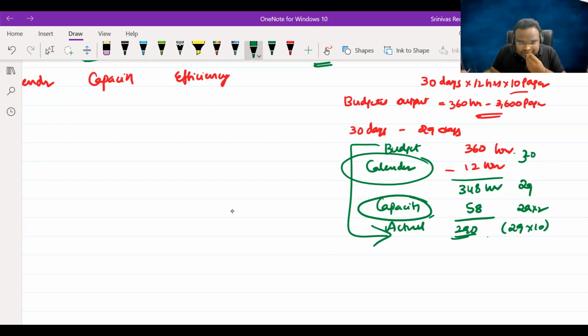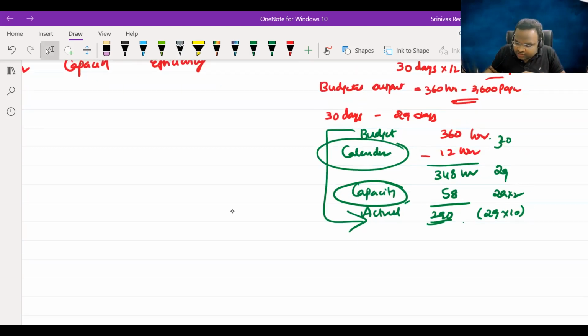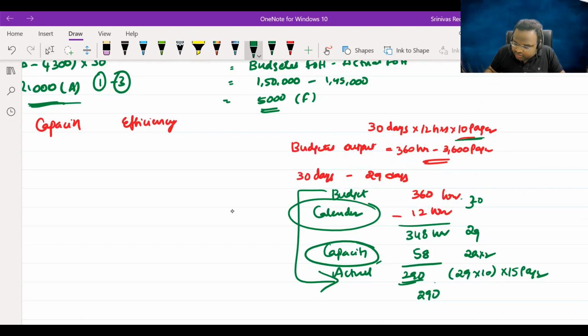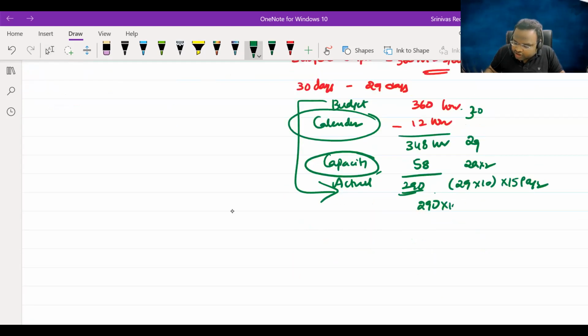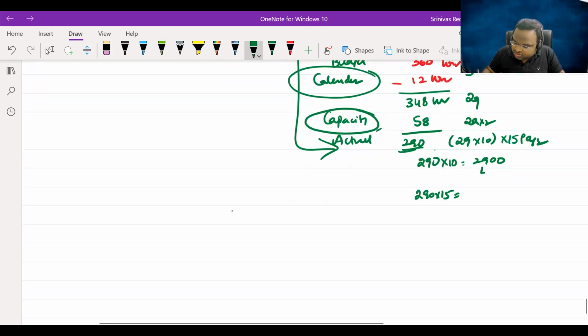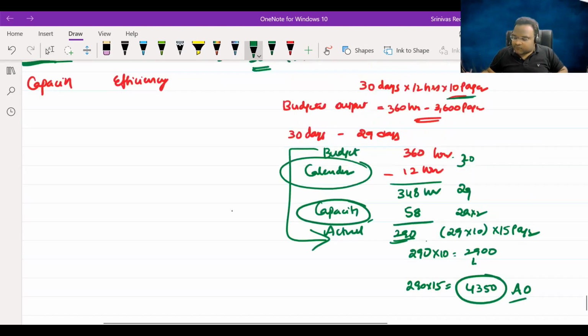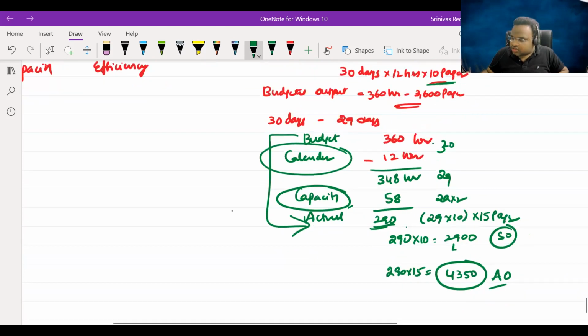Now, how many pages do I read? Sir, I am more efficient, sir. Each hour I read 15 pages. Sir, in this 290 hours, I should normally read 10 pages per hour. 290 into 10, I should read only 2,900, but I finally read 290 hours into 15 pages. How much amount? 4,350. This is actual. This is standard output.